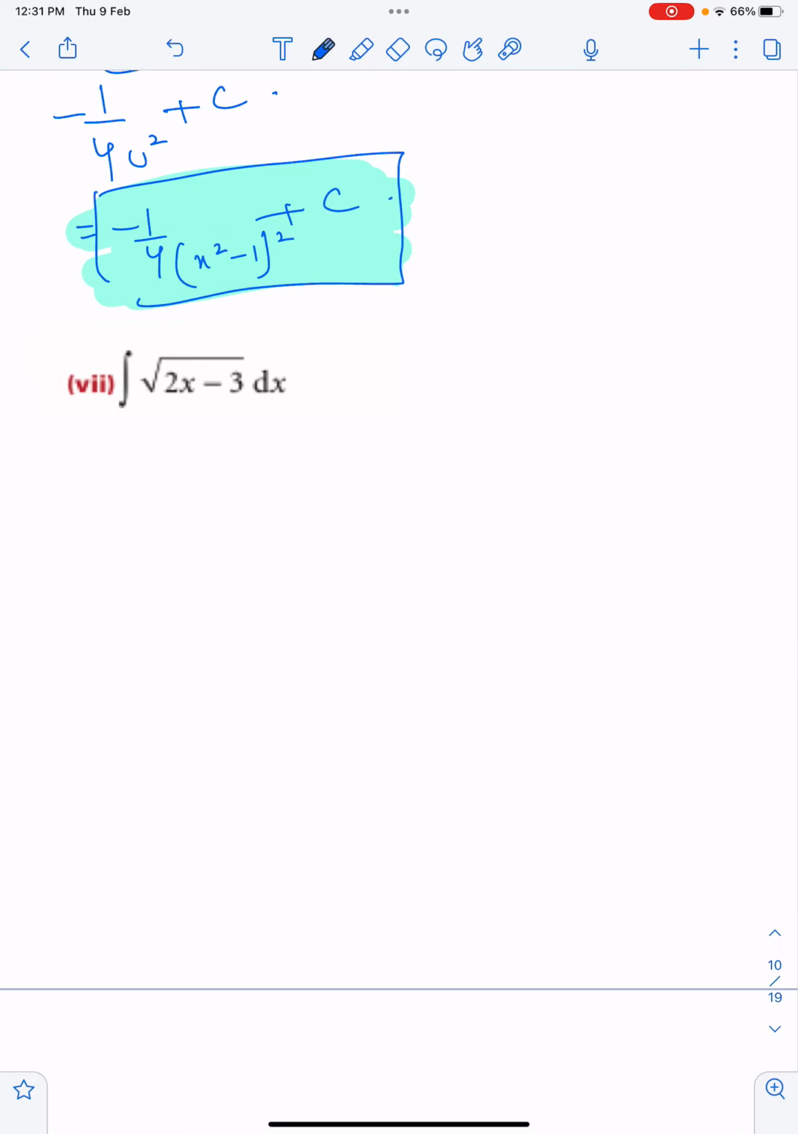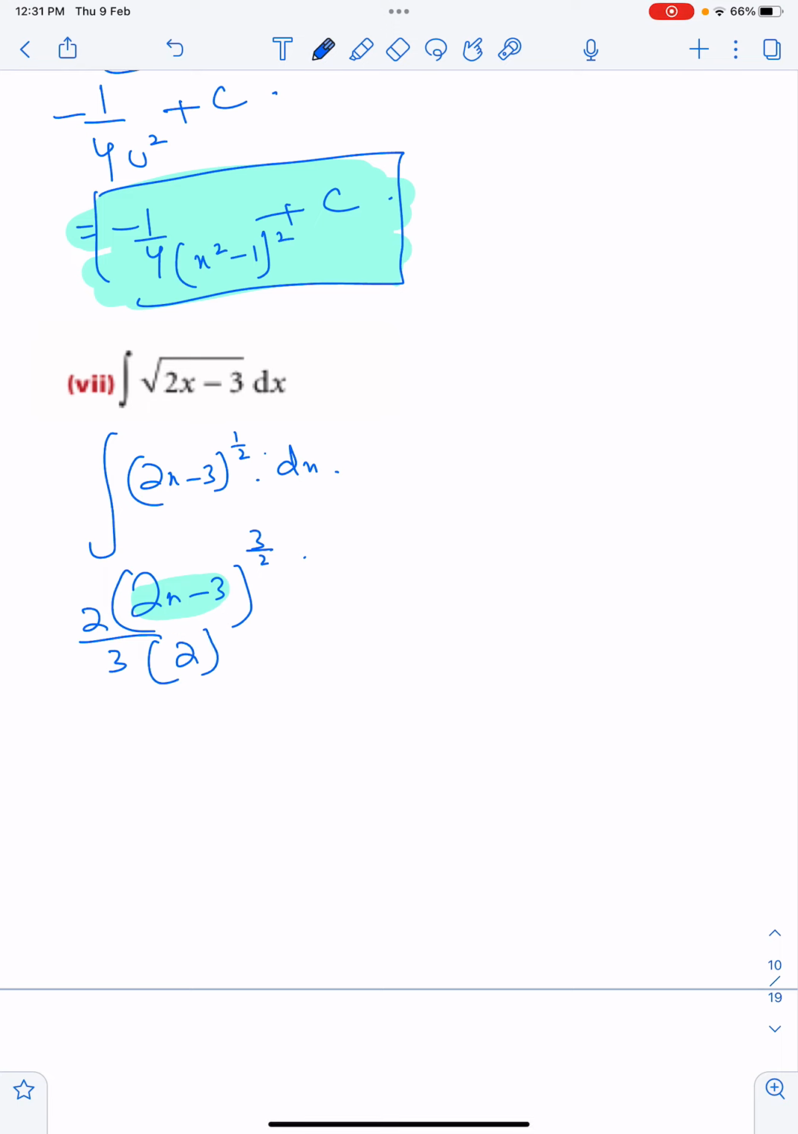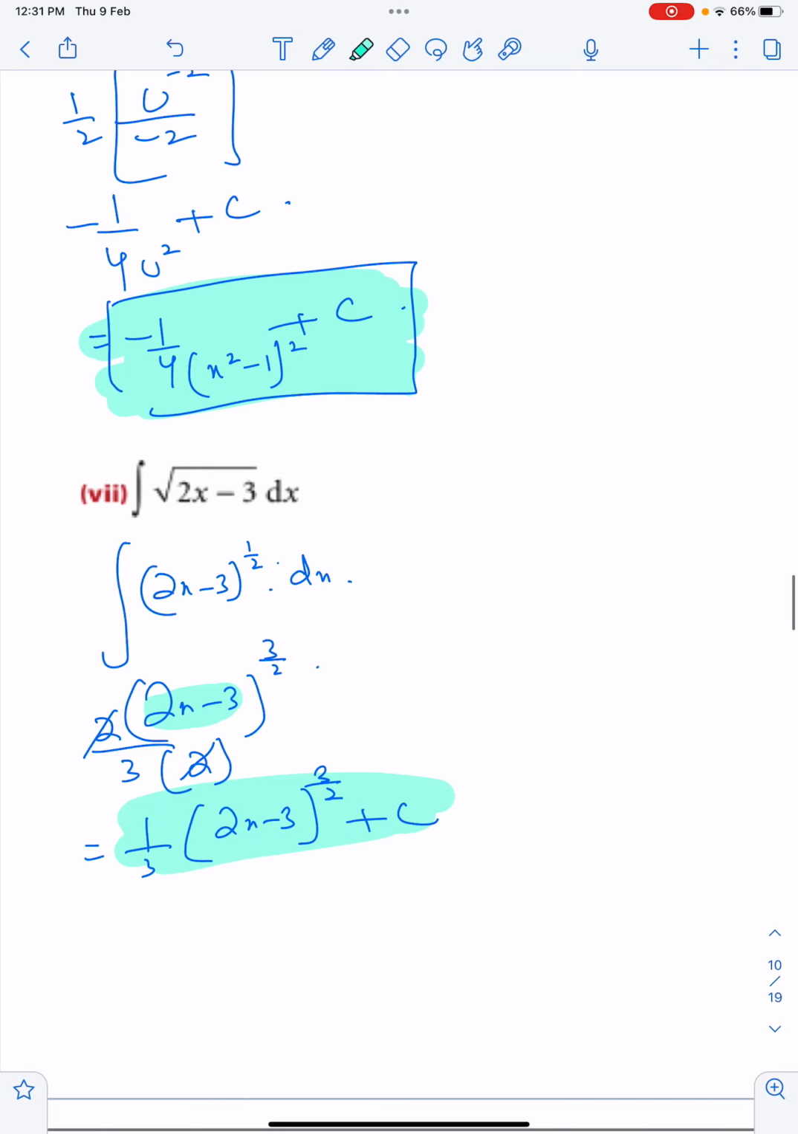I can write this as integration of 2x minus 3 to the power of half. If I have to integrate this, I will write down the bracket as it is and add 1 to the power. Half plus 1 is 3 upon 2. I will divide it by 3 upon 2. Division by 3 upon 2 also means multiplication by 2 upon 3. And then I'm going to differentiate the bracket, and whatever is the result of the differentiation, I'm going to write in the denominator. So when you differentiate 2x minus 3, you get 2. So 2 you write in the denominator, simplify, and the answer is 1 upon 3, 2x minus 3 to the power of 3 upon 2 plus c. This is the answer of integrating root 2x minus 3.